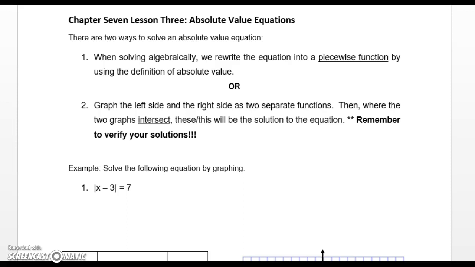Or you can graph the left side of your equation, graph the right side, and then look at their intersection points. Wherever the intersection points are, those would be your solutions to the equation. With either of these two methods, you should make sure to always verify your solutions. In this video today, we're going to look at example number 1 from your notes, which is a graphing situation. In the next video, I'm going to work with algebra and how to write a piecewise function.